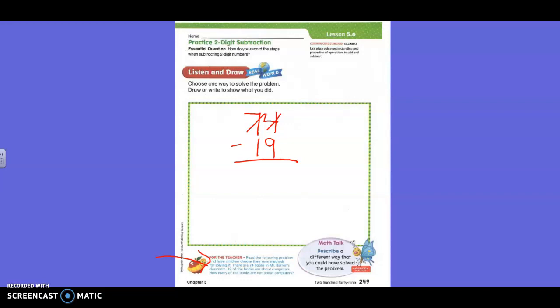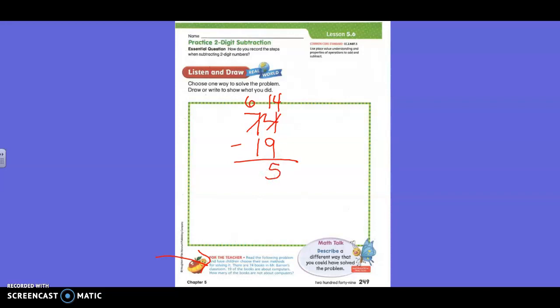I have to make a new number. The 4 needs to be 14. And? The 7 needs to be a 6. Yes, we are taking 1 away from the 10 to make it 6 tens, and now we're going to give 1 of that 10 to the 4, which will make it 14. 14 minus 9. Jason? 5, you guys agree?